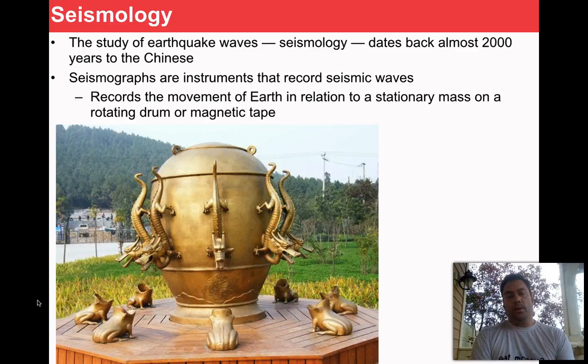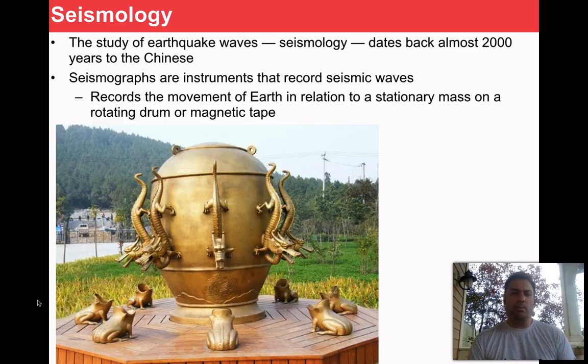So the study of earthquake waves is a discipline called seismology, and it dates back about 2,000 years. The Chinese had been doing it at least 2,000 years ago. It's actually quite possible that there's other civilizations that had developed techniques. Unfortunately, that information hasn't come back to us.